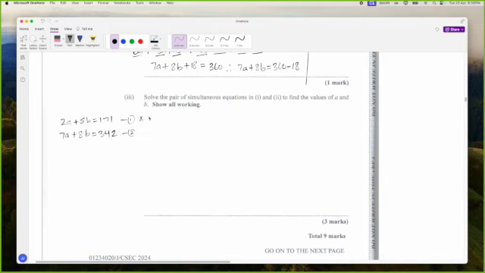Multiply this by 7 and multiply this by 2 just to get rid of the A's. So 7 2s are 14A, plus 7 5s are 35B, and 7 times 171 is 1197. Right. Everybody seemed to have done the elimination. So yeah, this is great.